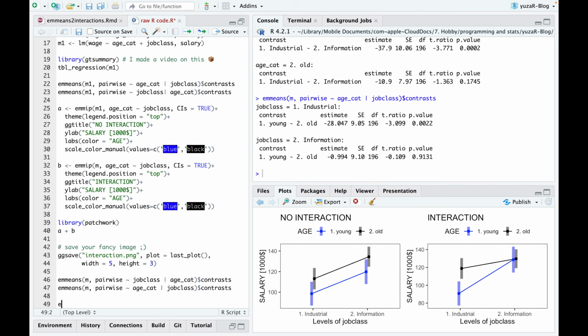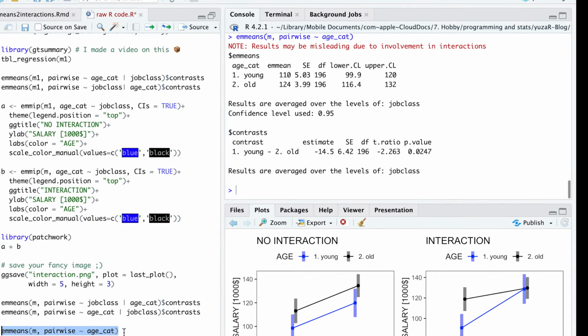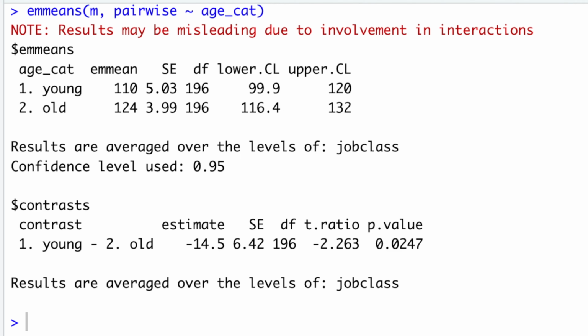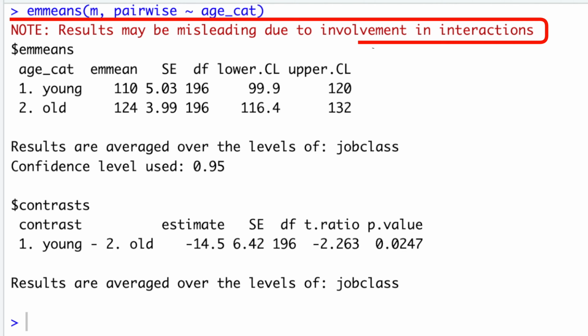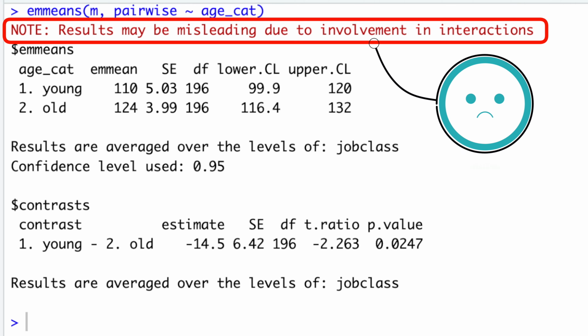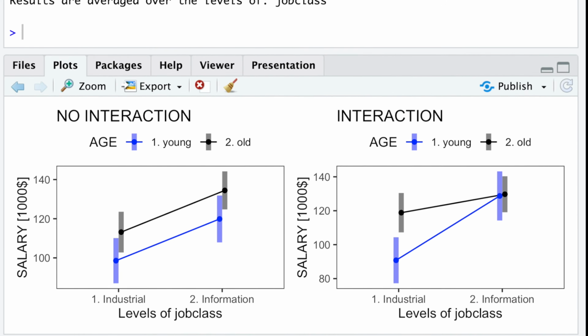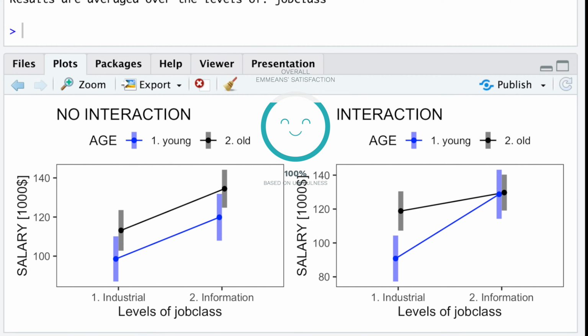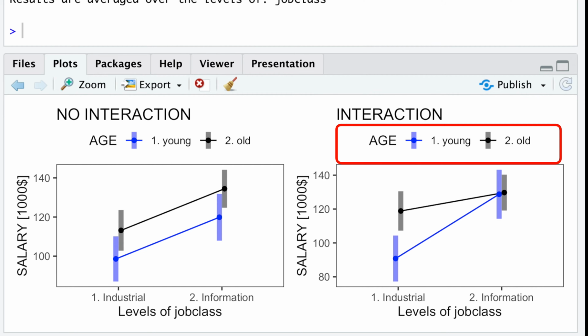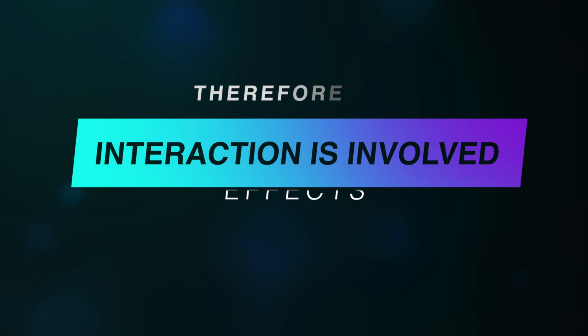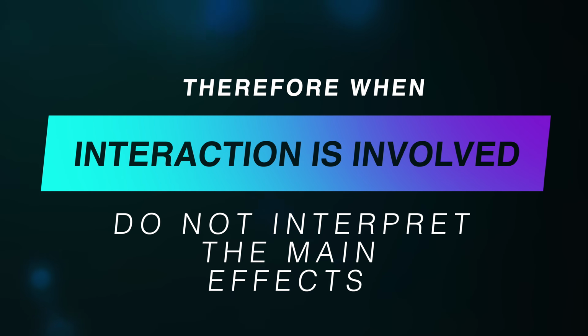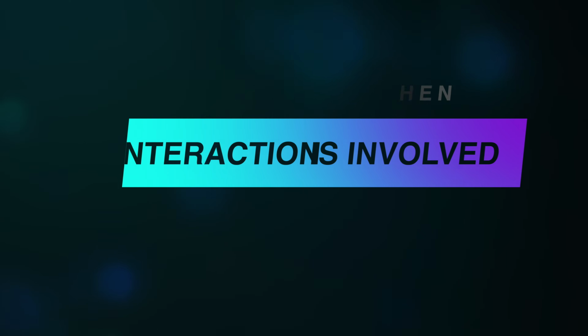For now, let's return to our model and point out 3 important nuances. First, if we ask for estimated marginal means in only one of predictors, let's say age, we'll get a red warning that our results may be misleading due to involvement in interaction. Which seems like a problem, but it is actually not. The effect of age is now studied for different job classes, and the warning helps us to remember that. Therefore, when interaction is involved, do not interpret the main effects separately.